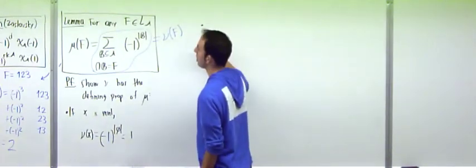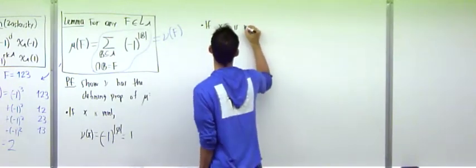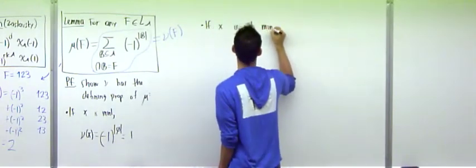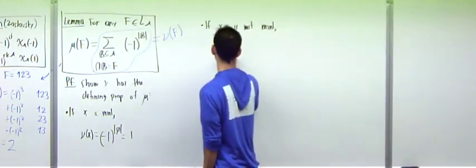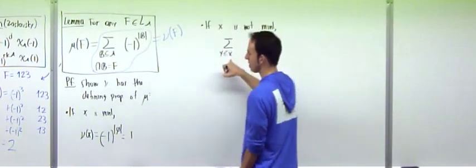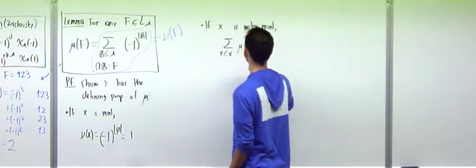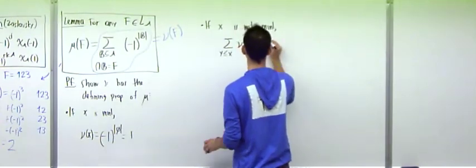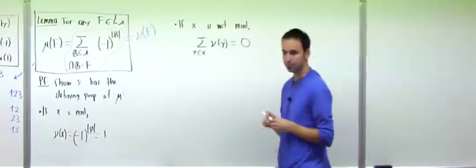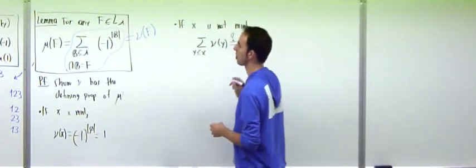Okay? Now, if x is not minimal, then I want to prove that the sum over y less than or equal to x of nu of y is 0. Right? Well, so we don't know this yet. This is what I want to prove.